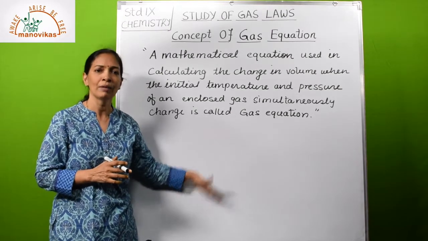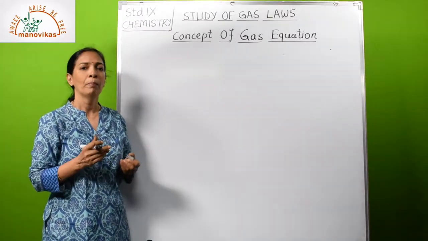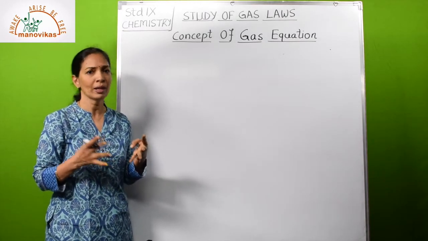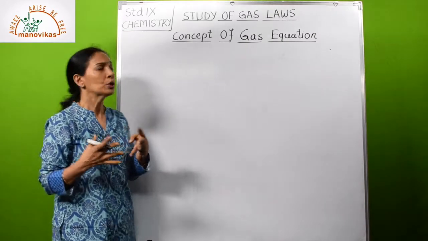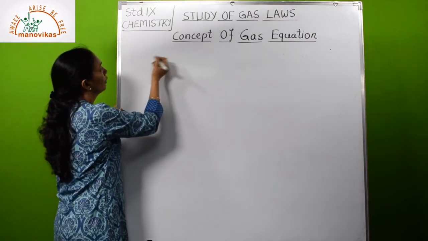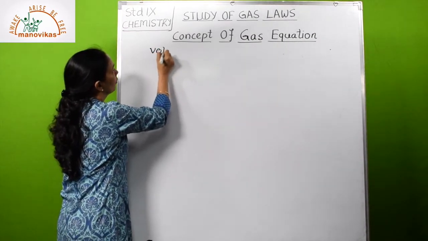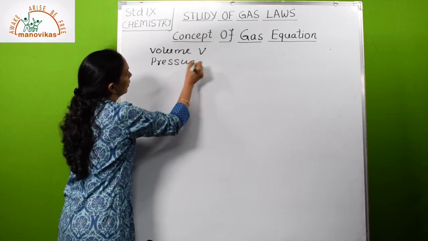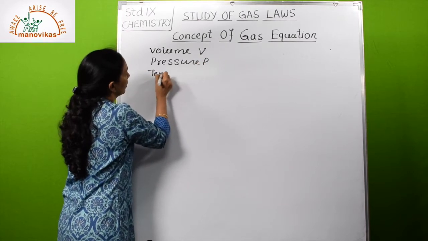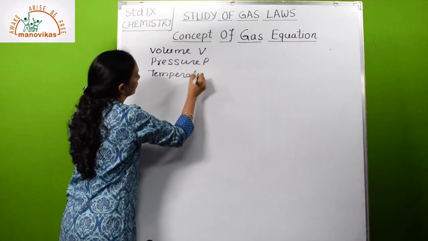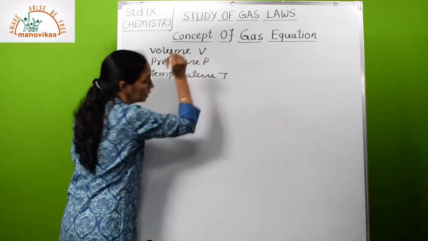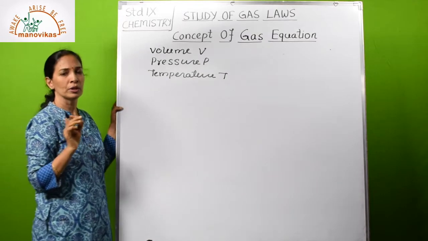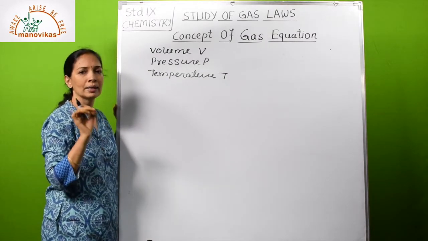So let us derive the gas equation. A perfect gas equation can be obtained by combining Boyle's law equation and Charles' law equation. Let us assume that for an enclosed mass of a dry gas, the volume of the gas is V, the pressure is P, and the temperature is T. For these three variables there are two equations, Boyle's law equation and Charles' law equation.